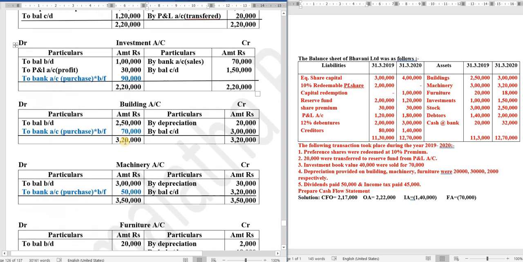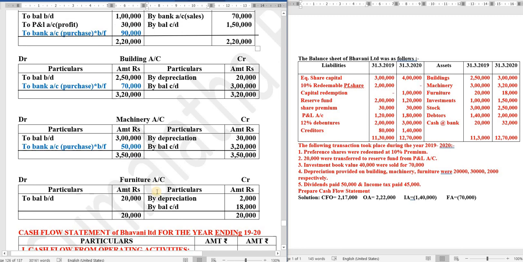Next coming with the building. Building, machinery and furniture remain the same because they have given depreciation. Take the opening balance and closing balance of building. How much? 2 lakh 50 and 3 lakh. Depreciation, how much they have given for building? 20,000. Record 20,000. The balance figure you will get is the purchase of building. Same way machinery, where they have given depreciation 30,000, you get the purchase. Furniture it is tallying. Depreciation on building, machinery and furniture will be recorded in operating activity. Purchase of building and purchase of machinery come in the investing activity.